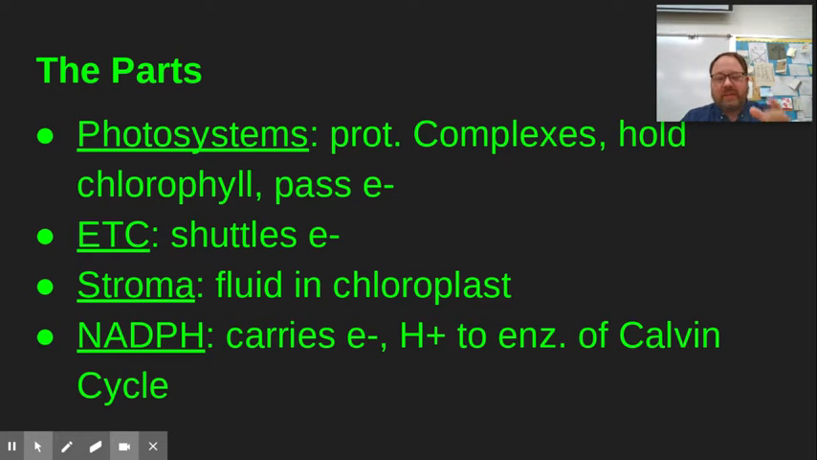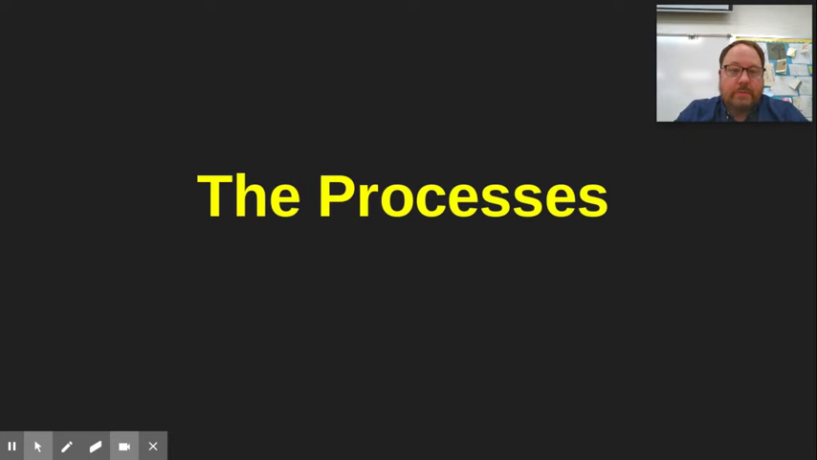NADPH, it's a sort of a cousin to NADH that we learned about in cellular respiration. This is also an electron carrier that takes electrons from chlorophyll and their associated protons and then ends up shuttling them onto enzymes involved in the Calvin cycle used to actually make sugars.